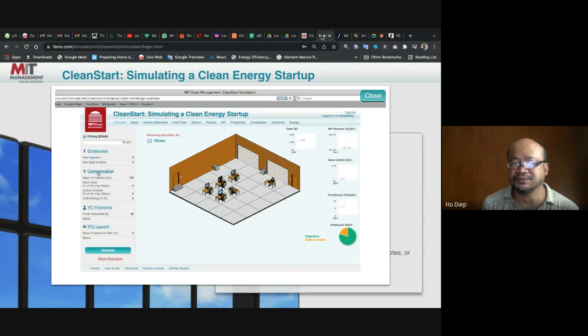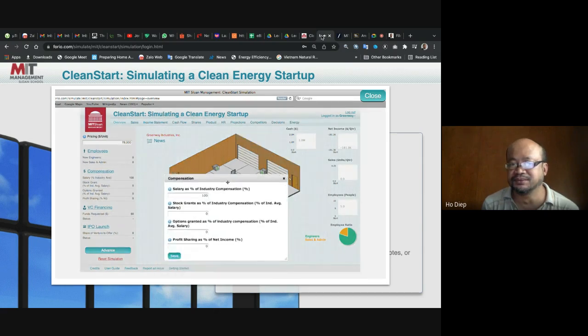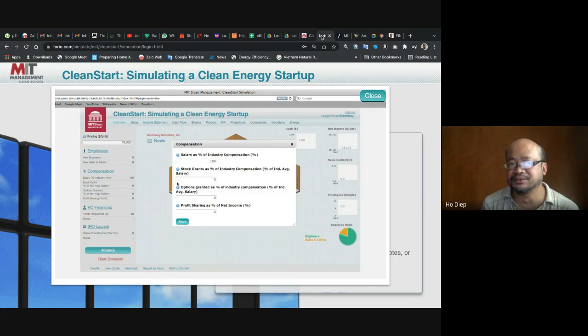Click on the compensation button. And here you see the decisions you're going to make on compensation. So what salary are you going to offer to your new hires, either engineers or salespeople, as a percent of the standard industry compensation for an engineer or a salesperson? You can offer them the standard, that would be 100%. You can say, I'm going to pay you more because we want to get really great people. Or you can say, we're going to pay you less in salary. We're a startup, we don't have a lot of cash, and we might then offer stock or stock options to give you upside potential.